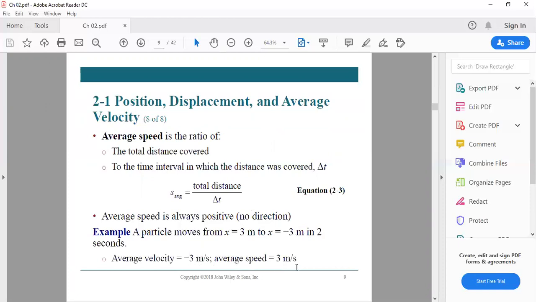But the average speed, you've covered from 3 meters to -3 meters, that is a distance of 6 meters total. Doesn't matter the direction. So you've covered that 6 meters, and you're going to divide it by 2 seconds, so that gives you an average speed of 3 meters per second. So note the difference here between the average speed and the average velocity.